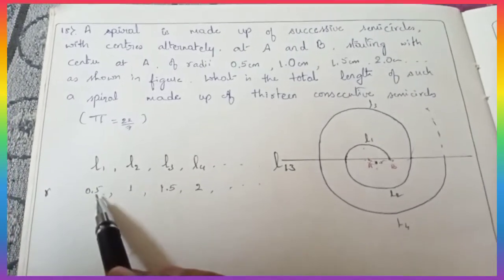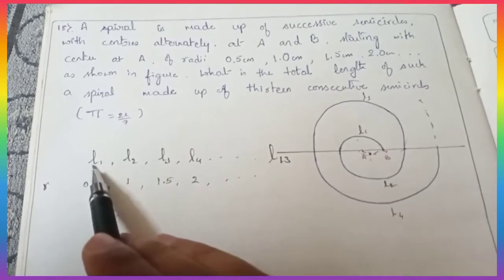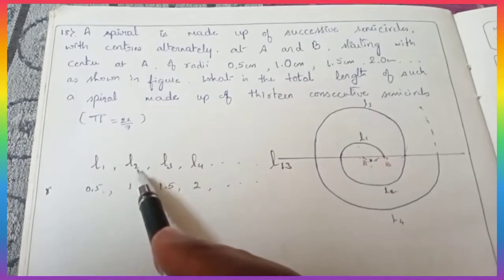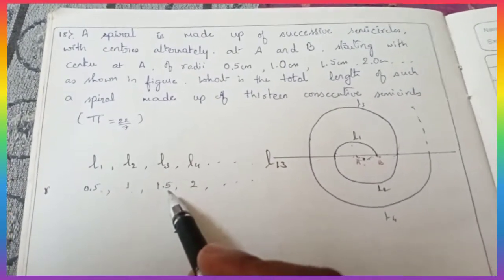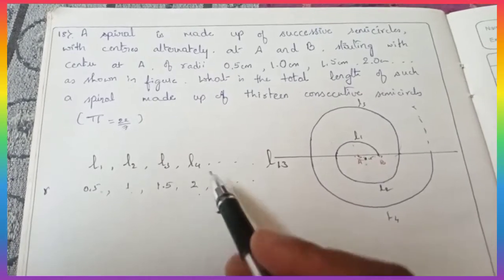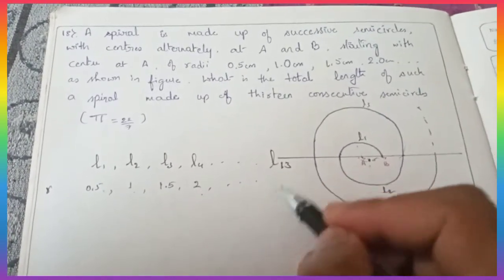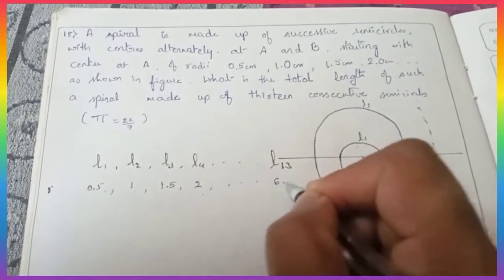How? See, the radii with respect to the length. What is the first length? The radii is half of 1. Here, second length, the radii is half of 2. Here, the radii is half of 3. Here, the radii is half of 4. 2 is half of 4, no? 1.5 is half of 3. Similarly, what will be the radii of L13? Half of 13. Half of 13 is nothing but 6.5.